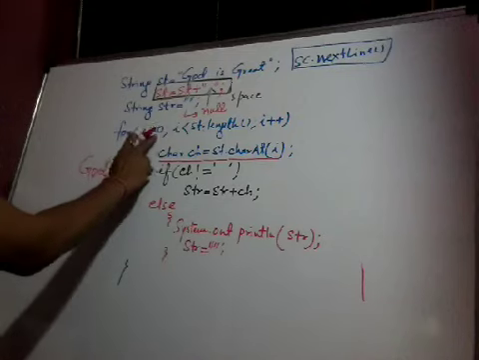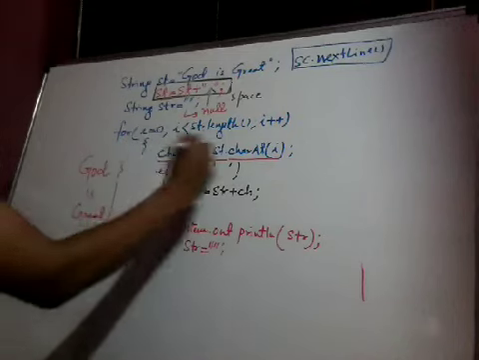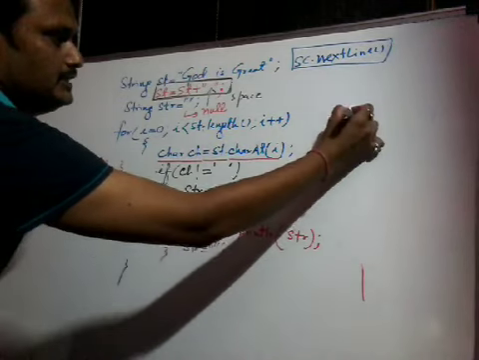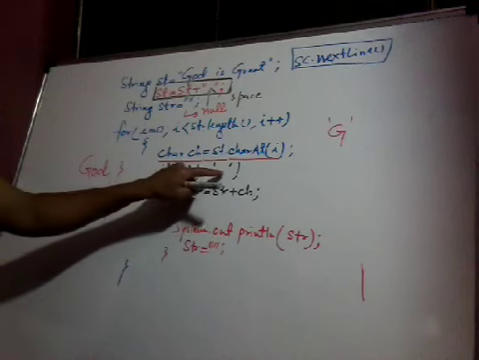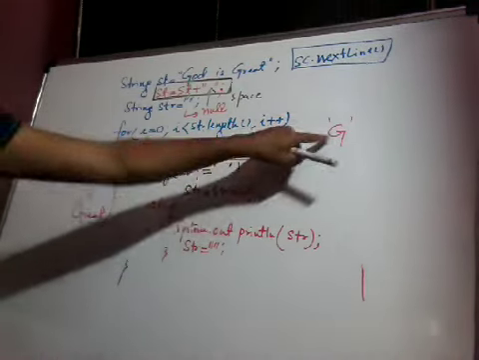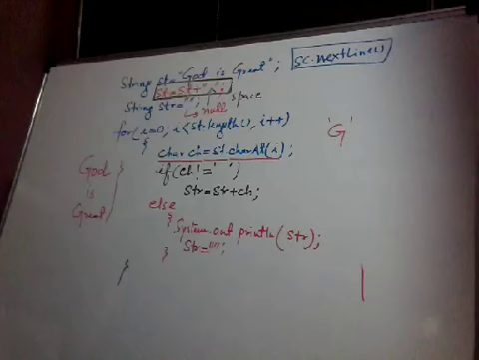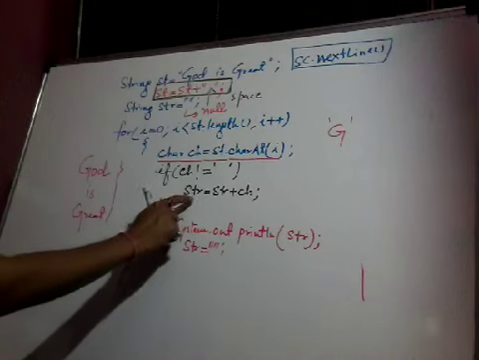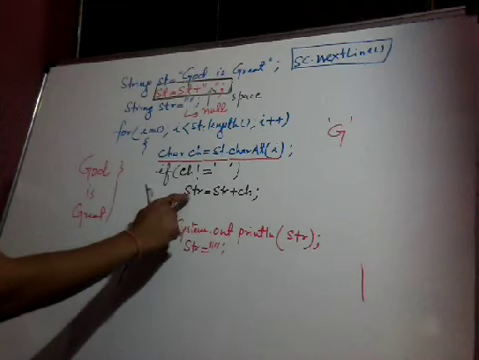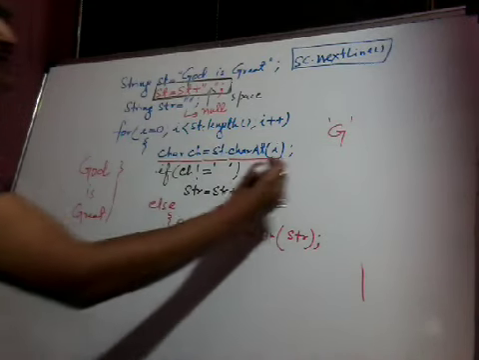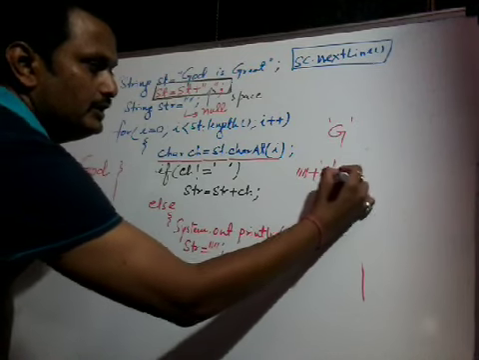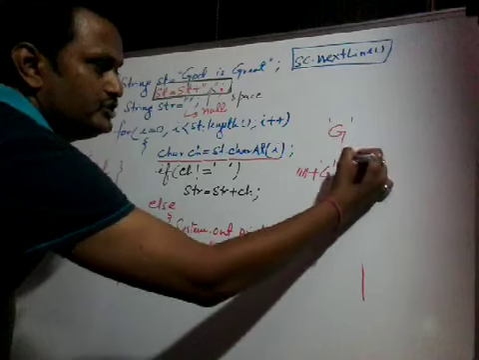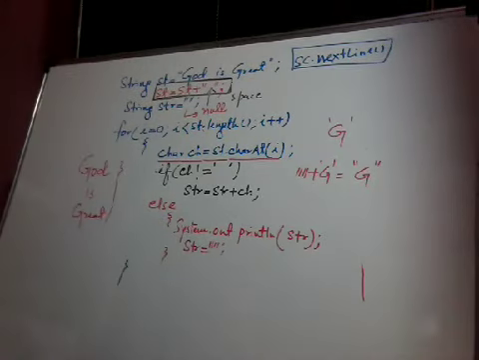What is the value of i? 0. What is the value of ch? That means it will extract G, like that. If ch is not equal to space, that means if G is not equal to space, yes, the condition is true, so it will execute the statement str = str + ch. What is the value of str? The value of str is null, nothing, plus G. Null plus G is equal to what? We will get G, but as a string.